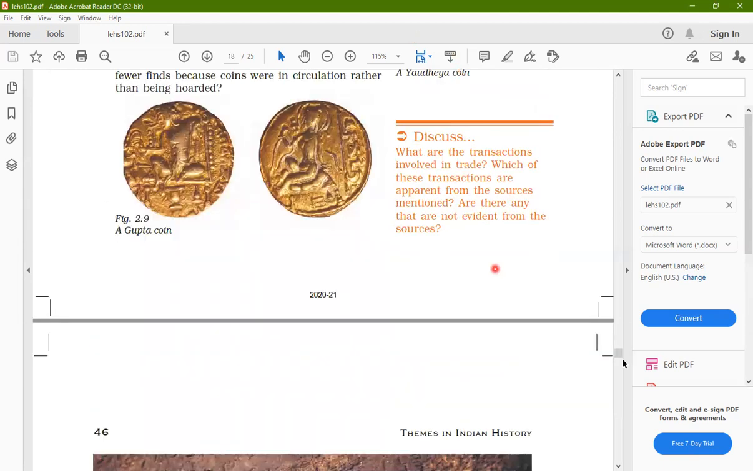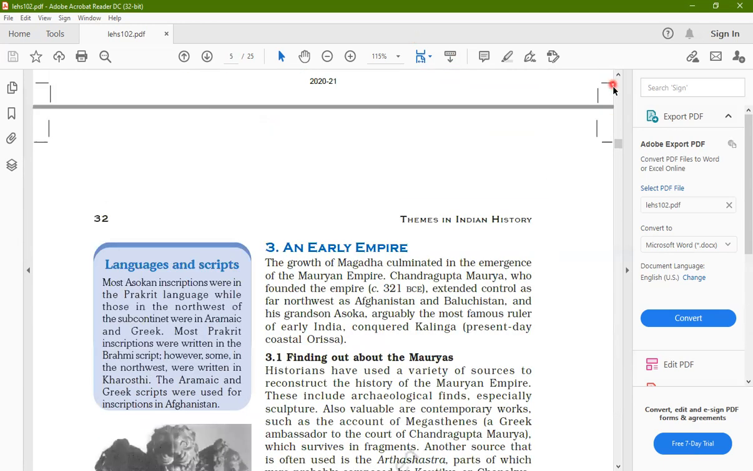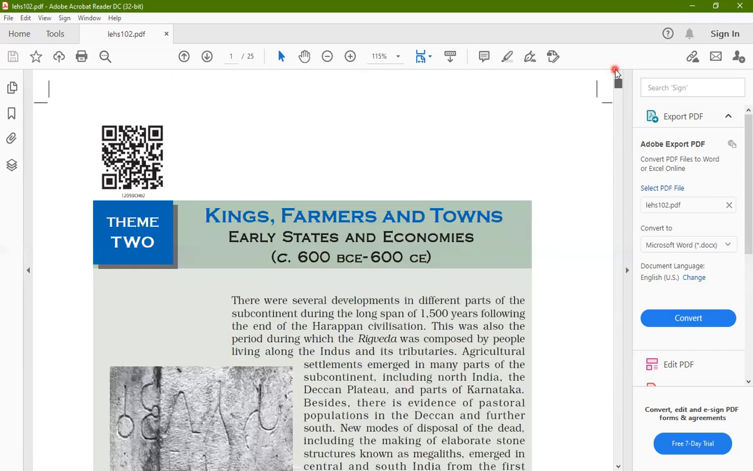The whole chapter we completed by doing approximately all the questions.